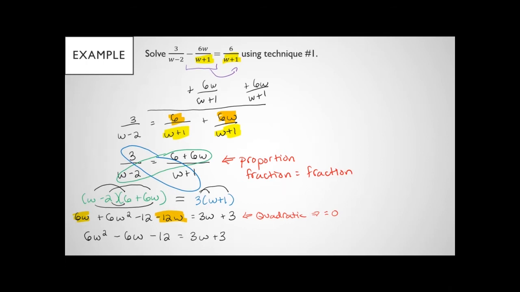Now the thing here is that solving these does take up a lot of space. You can see that I've already kind of run out of room here. I'm just going to make a little note here so that if you happen to print this out or something like that, continued on next slide. So we have 6w squared minus 6w minus 12 equals 3w plus 3. So that's where we're at so far.